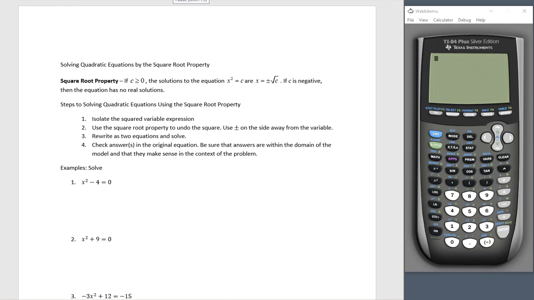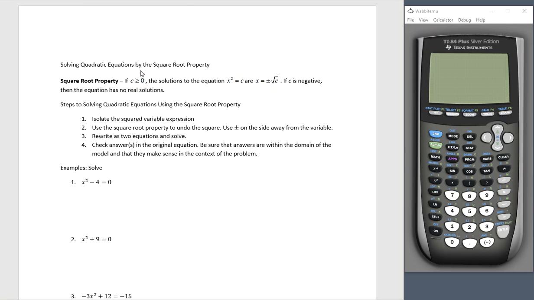Hello, and welcome to Solving Quadratic Equations by the Square Root Property. This is an intermediate algebra approach. Although the square root property, really the only level difference will be probably in the examples. The property is just the property no matter what.